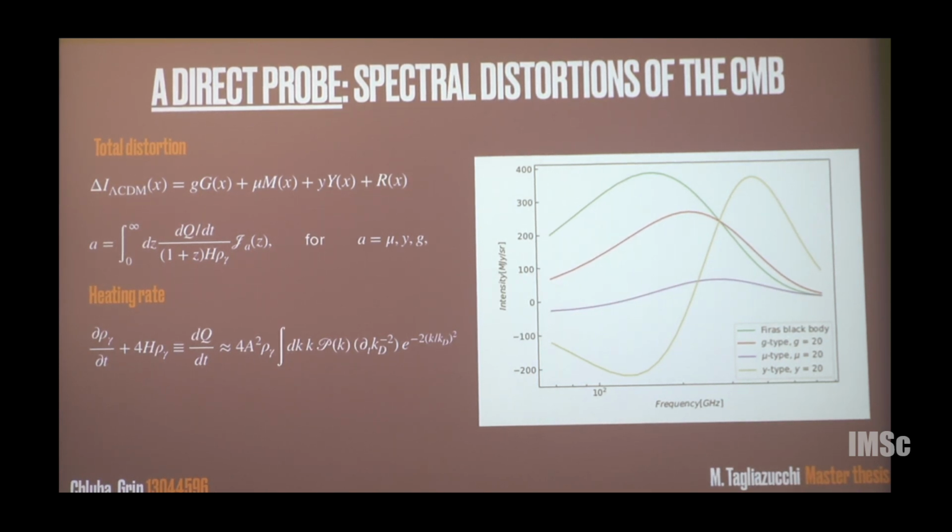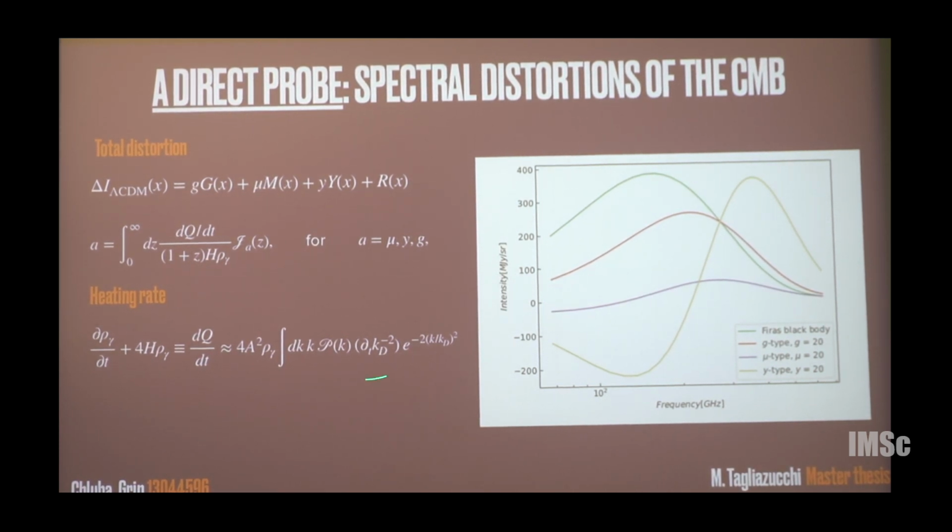And what is the origin of it? It is energy injection from photons into the CMB. It's a coupled system, kind of a Silk damping effect. So it's friction between photons that is turned into energy injection into the CMB. You see, this is the equation for the energy density of photons, and you have this source term here that is produced by small-scale density perturbations.